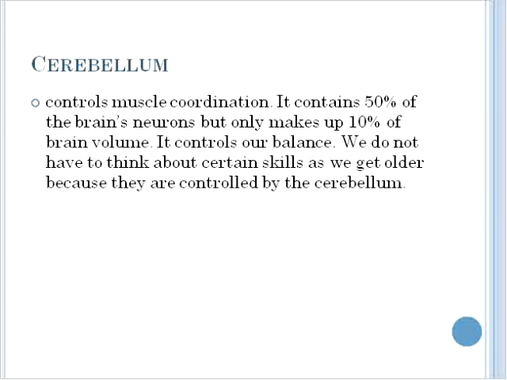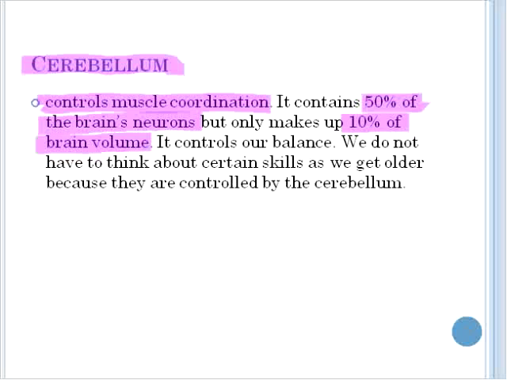The cerebellum, on the other hand, is responsible for controlling muscle coordination. 50% of the brain's neurons are contained here, but yet only 10% of the brain's volume. The cerebellum controls balance. It retains muscle memory. That's why as we get older we don't have to think about certain things, because they are controlled by the cerebellum.